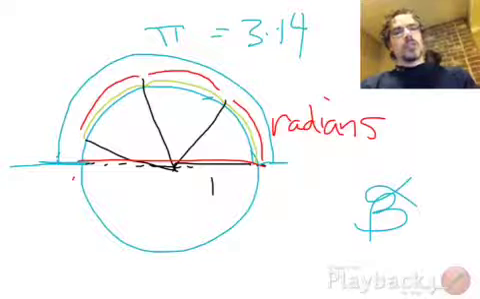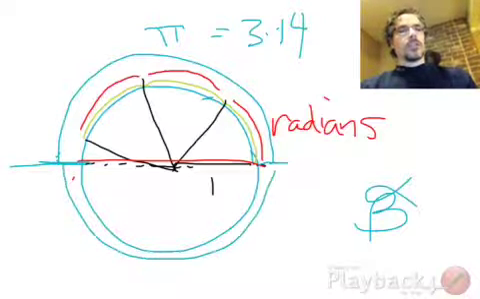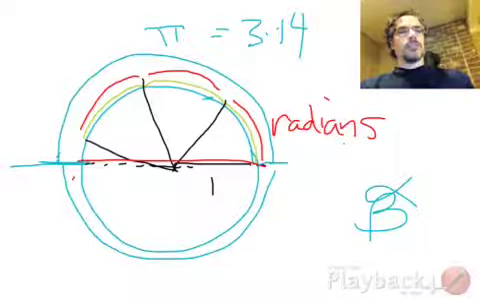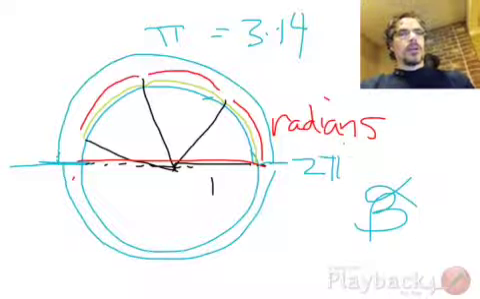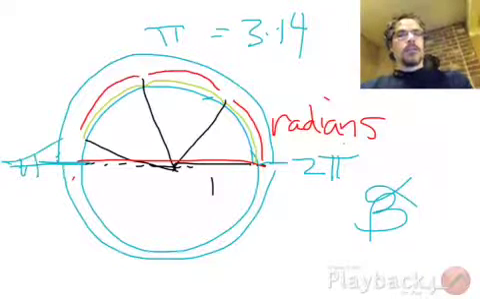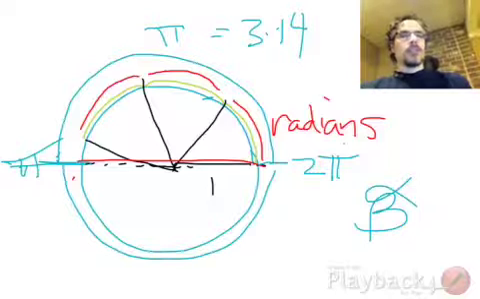So the distance around the whole circle then is 2 pi in radians. So 2 pi is the distance all the way around. So pi is halfway around, 2 pi is the whole way around.